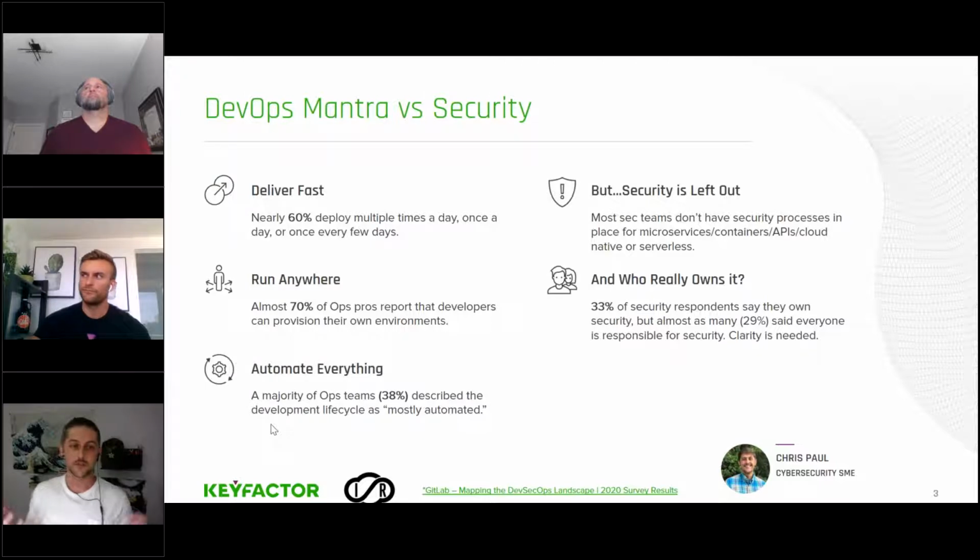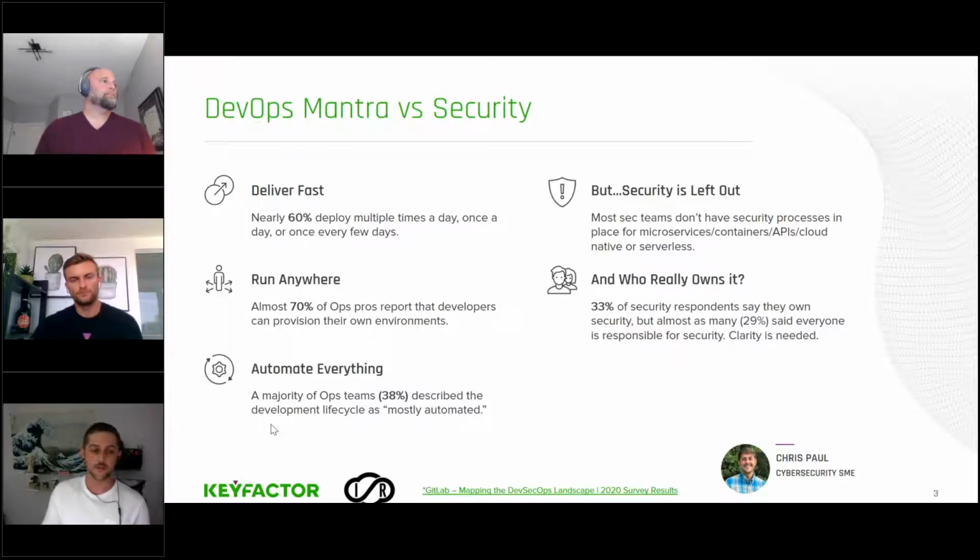But nearly 60% deploy multiple times a day, once a day, or every few days. I mean, it's constant. Around 70% of operations pros report that developers can provision their own environments, so you know that everybody's spinning up their own thing constantly, especially developers. They want maximum privileges in their space so they can do what they need to with their tools. But things get out of control, right? They want to automate everything. The speed happens with automation.